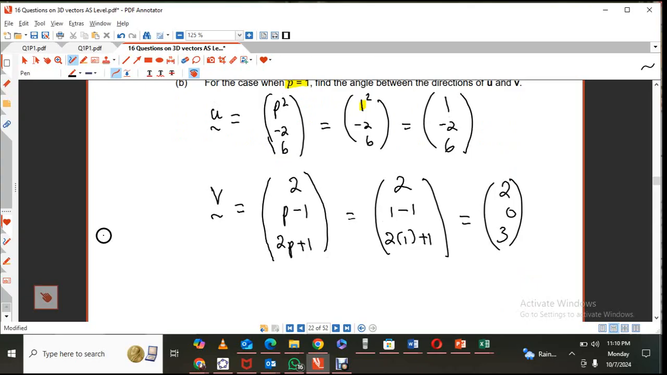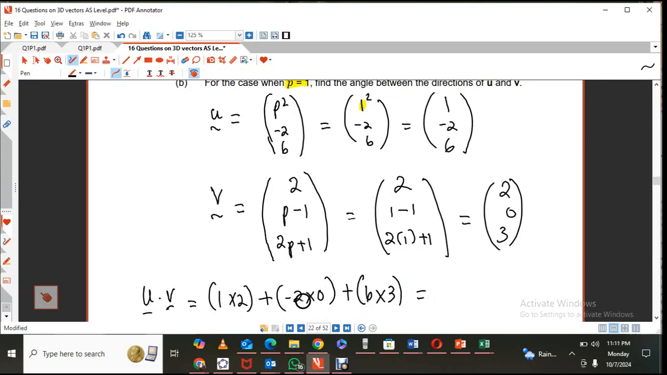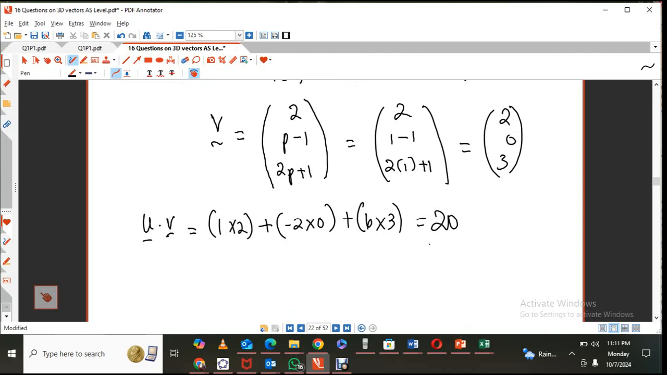So the angle between the two, let's find the dot product. So u dot v is going to give me 1 times 2 plus negative 2 times 0 plus 6 times 3. Of course, that's 2 plus 18, so this gives me 20. Okay. What's the other thing that I need to know? I need to know the magnitudes. So let's take the magnitude of u and multiply by the magnitude of v.